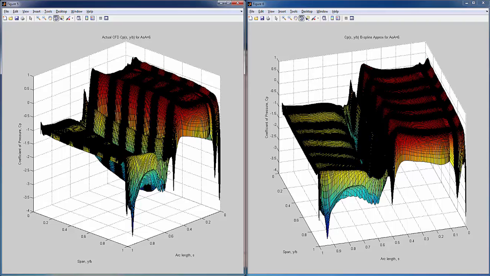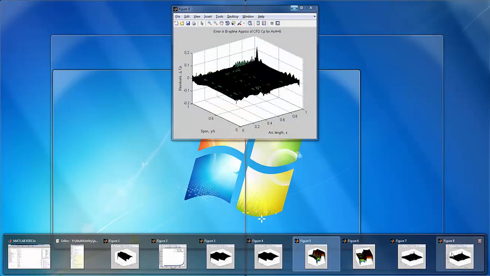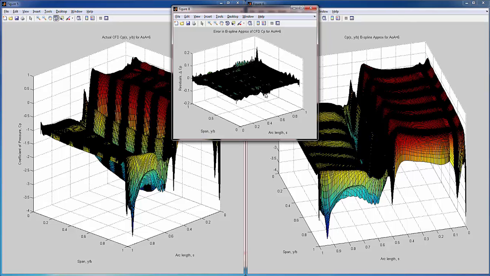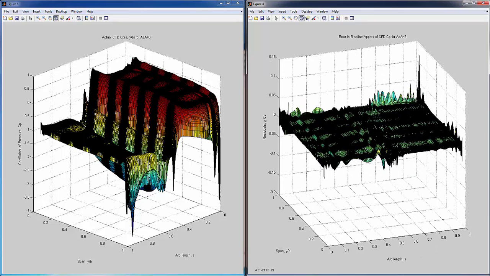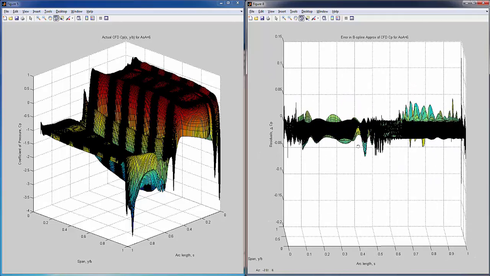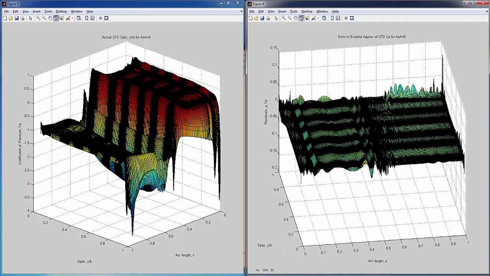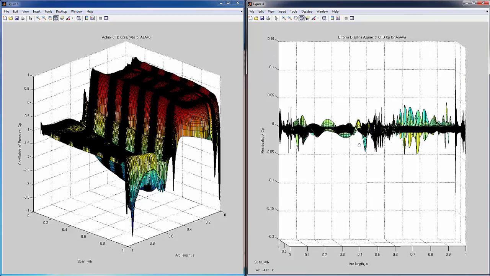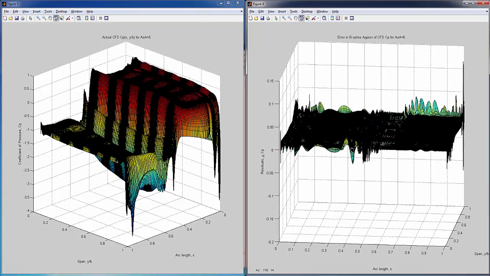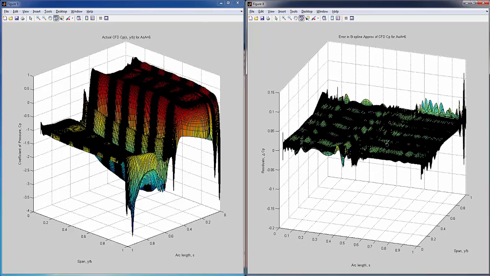Alright, now let's look at the residuals, because the B-spline approximation looks pretty close to the original CFD. Let's see if the residuals can help us understand what is going on here. We'll place the residuals here on the right. Notice that the residuals have a wave-like or oscillatory pattern. This is because B-splines are cubic interpolators, and therefore the approximations are oscillatory.